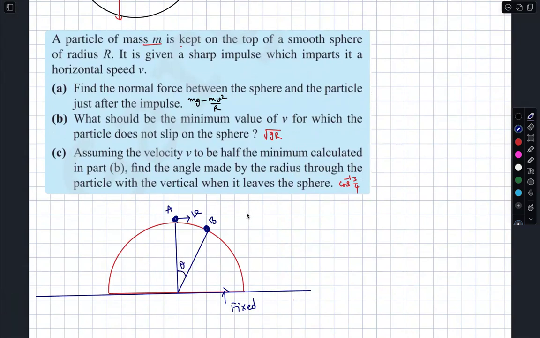Assume that is the sub point here. As well, why did you take theta? Or what kind of motion is it? Circular. So what variable will you take? Theta. If it is a translational motion, you will take xy. Right. At this point, let the velocity be vb. Agreed?